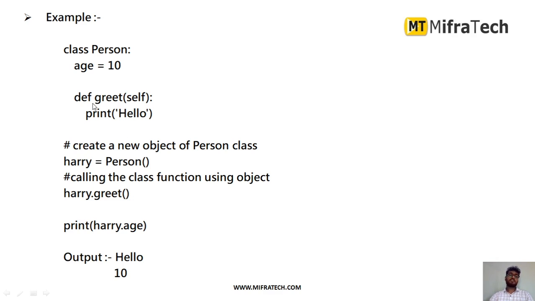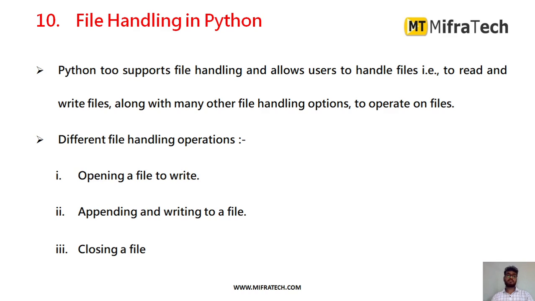So here there is a function I have told, greet. In order to access that, I have to use Hari.greet(), and my final output will be hello. So like that you can access elements and attributes present in a class by creating an object of that class.